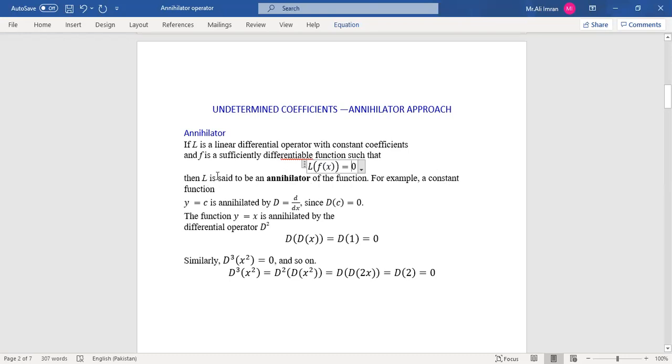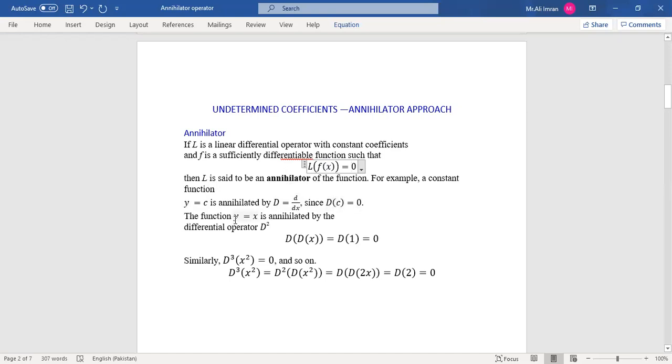For example, if we have a constant function, its annihilator operator will be D, which is equal to d/dx. It is a differential operator. We simply denote it by capital D, and capital D is equal to d/dx. As you know, the derivative of a constant function is zero. So D is the annihilator operator for a constant.